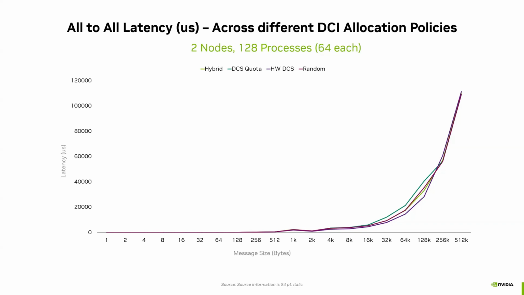Okay. Any more other questions? Not online? What is the use case for random DC?